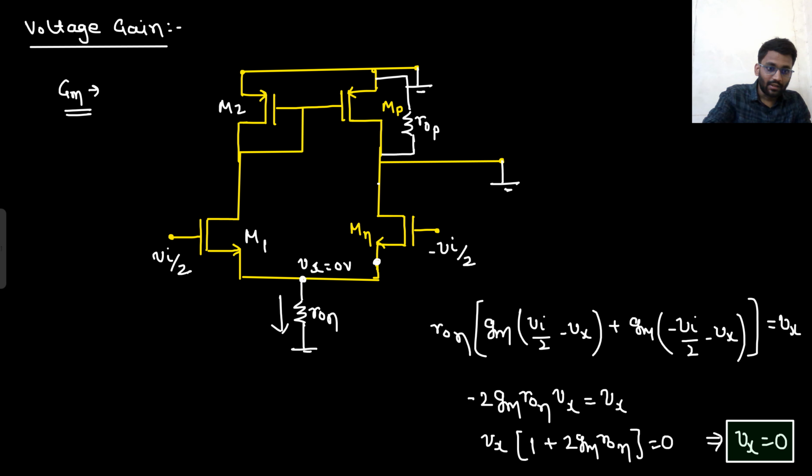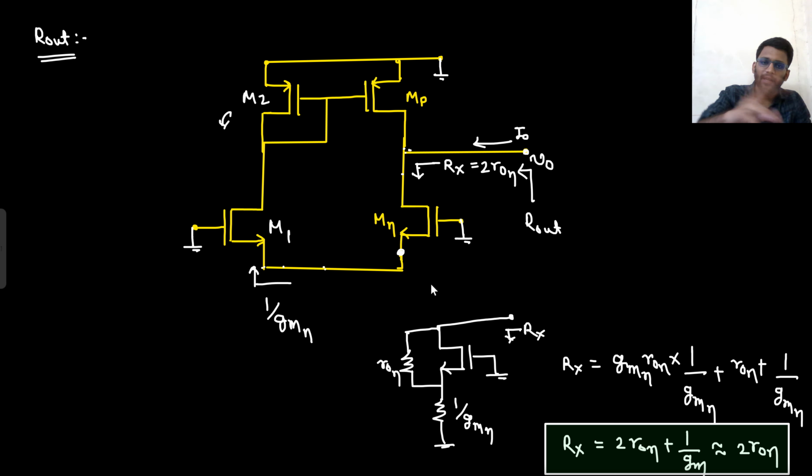Also I could see that this Vx was coming 0 only, and then I got to know about the R out. In R out, many people say that this node will be grounded, but that is absolutely wrong, because from V0 to downward, I see 2 RON, not RON. How did I get it? By a simple derivation. For the calculation purpose, I am taking lambda equals 0 for M1 and M2.